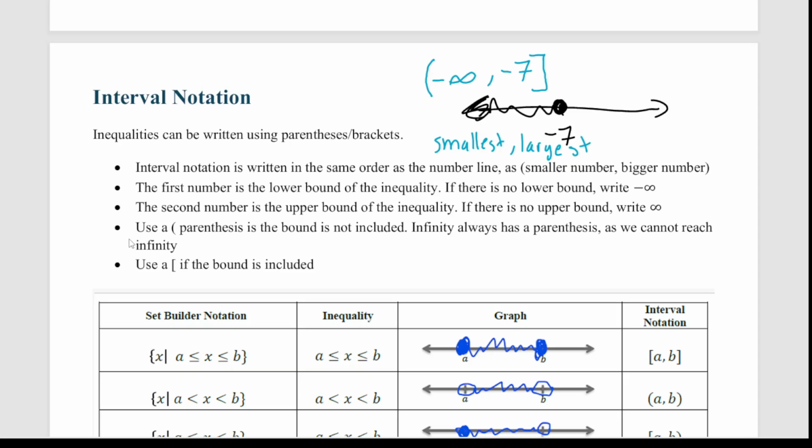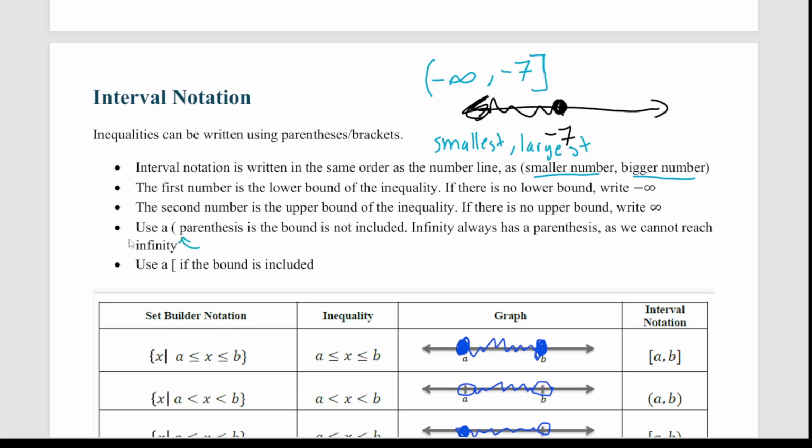And that's what this is saying in some more words. So you always work in the same order as the number line. You always do the smaller number, comma, the bigger number, also known as the lower bound, comma, the upper bound. The first number is always your lower bound of the inequality, it's always the smallest one. If it just keeps going forever in the left direction, that's a -infinity. The second number is the upper bound of the inequality, your largest number. If there is no upper bound, that means you go forever in the right direction, that's a positive infinity.